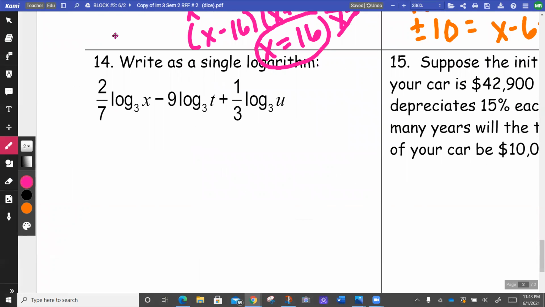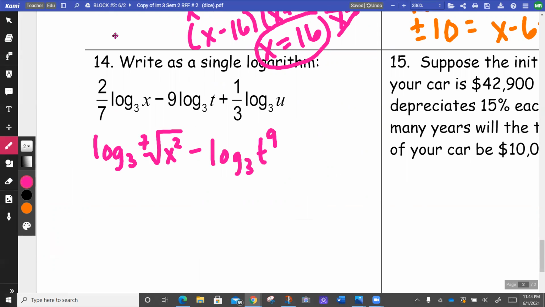On 14, we're going backwards. First off, this can be log base 3. And when I have the 2/7 in front, my x is going to be raised to that power. So that's going to be the 7th root of x squared, minus log base 3 of t to the 9th, plus log base 3 of the cube root of u.